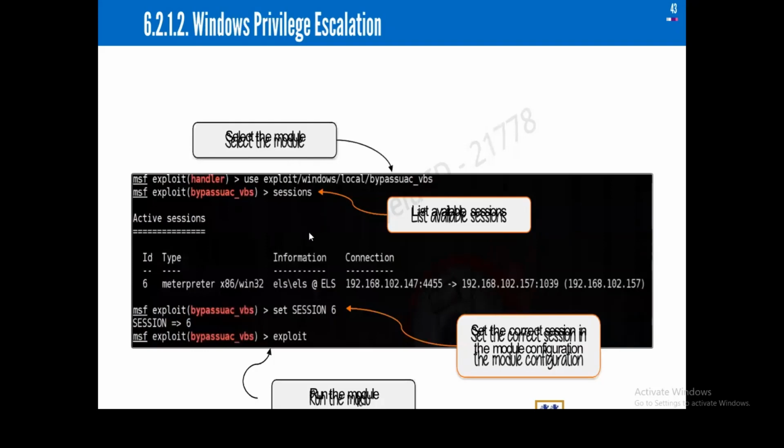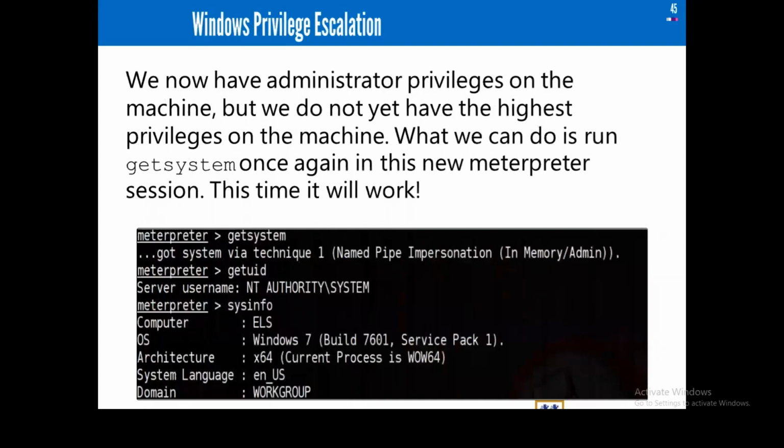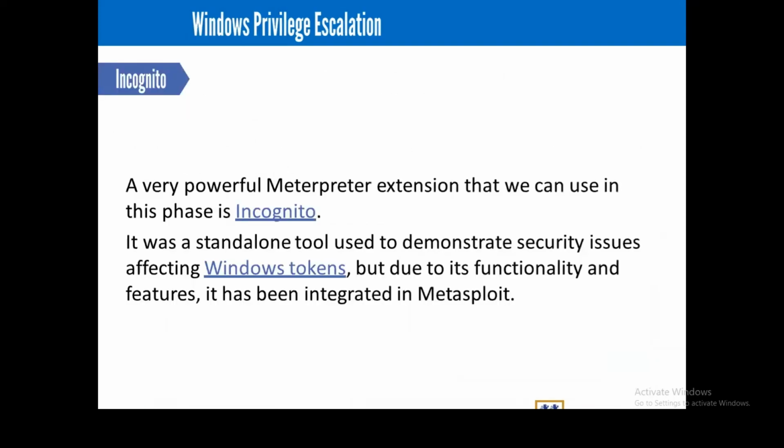There are different ways by which you can set this. But I don't want to lose my shell. I think I've displayed how to use another powerful Metasploit extension that we can use in this phase for Windows privilege escalation. We can also use incognito. It was a standalone tool used to demonstrate security issues affecting Windows tokens. But due to its functionality and features, it has been integrated into Metasploit.